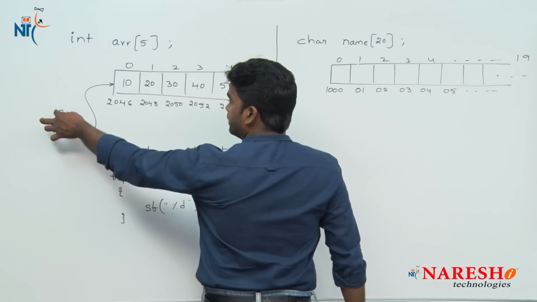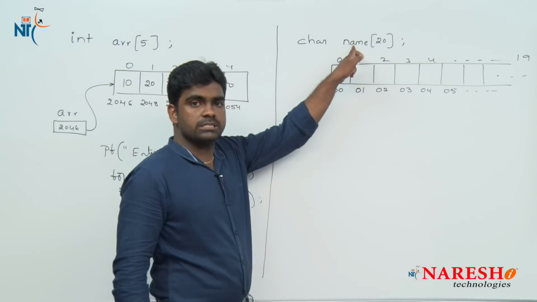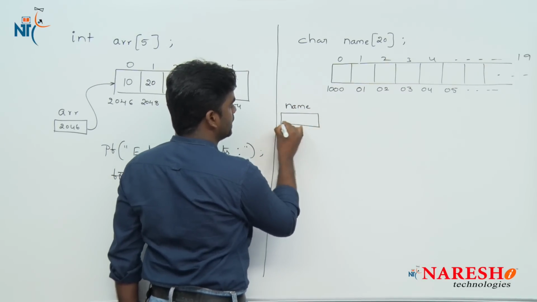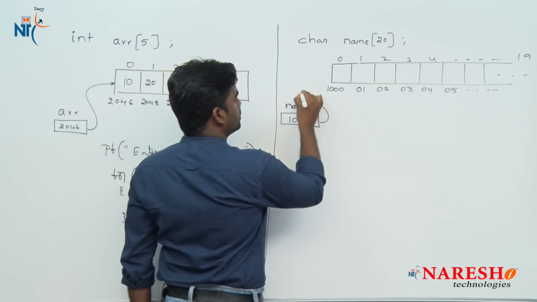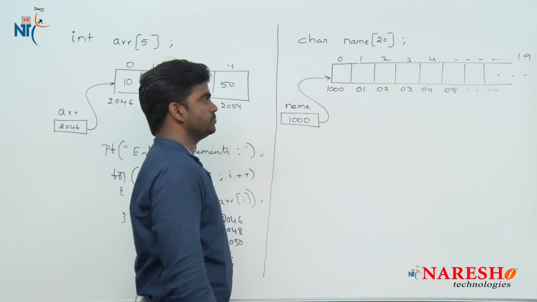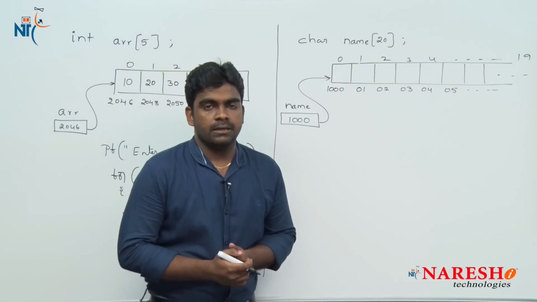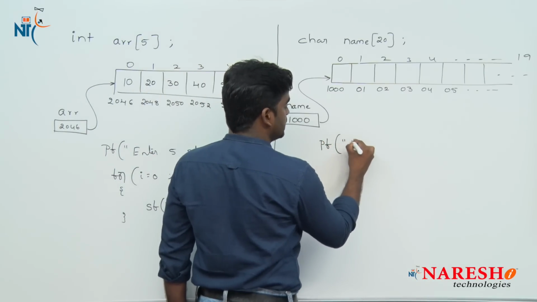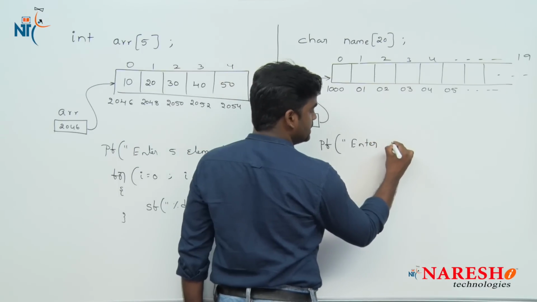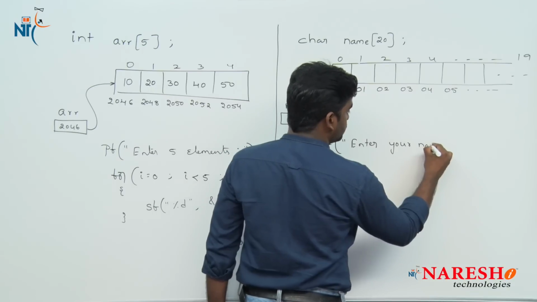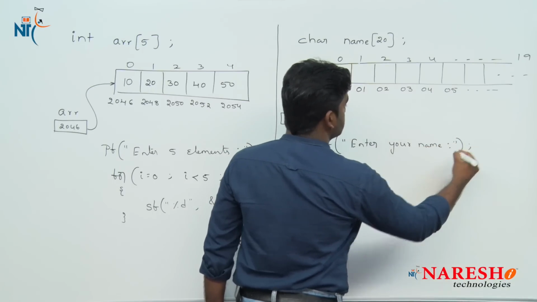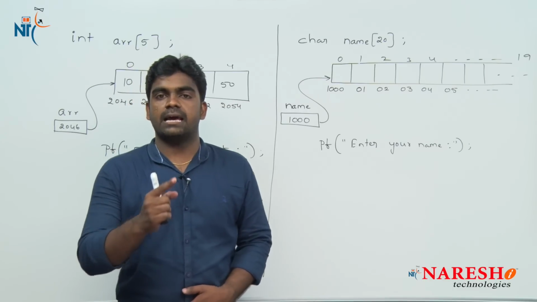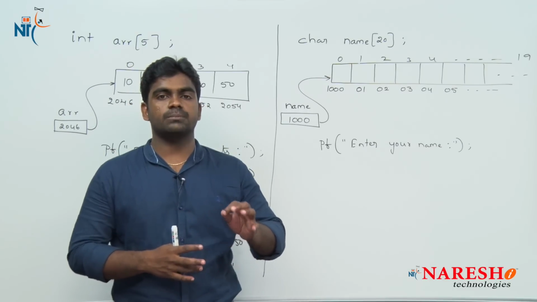Just like an array variable, a character array variable also holds the base address only. What is the base address? Name holds the address, that is 1000. 1000 is pointing to this one. But now the question is, generally whenever we are working with character arrays, we are asking printf enter your name. But we never ask please enter 20 characters as your name. Is that possible? Impossible case.